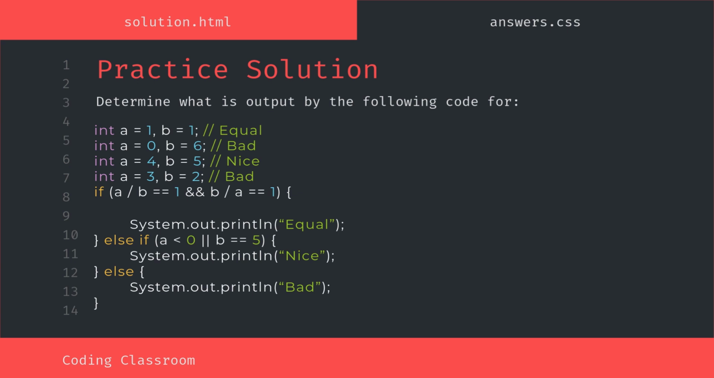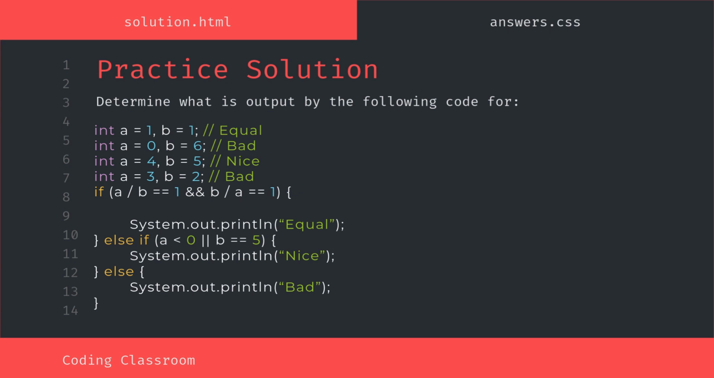Input 3, first condition. We check if A/B equals 1 and if B/A equals 1. Since 4/5 is 0, not 1, and 5/4 is 1, the first part fails. So, the entire condition fails. Second condition. Next, we check if A is negative or if B is 5. A is not negative, but B is exactly 5. Since one part of the condition is true, the second condition passes. Since the second condition is true, the program prints nice.